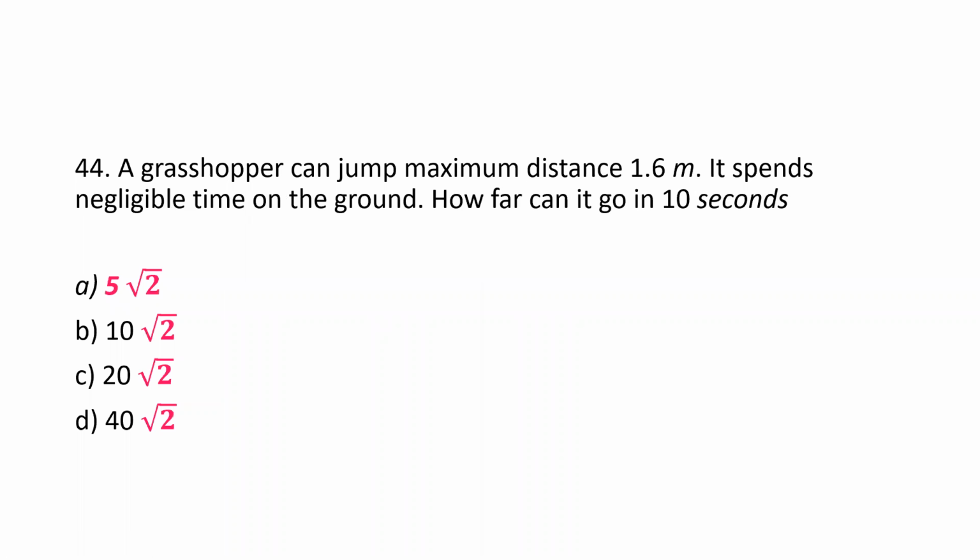A grasshopper can jump maximum distance of 1.6 meter. So maximum distance is, again, a horizontal range. It spends negligible time on the ground. So time is negligible. How far can it go in 10 seconds? That we need to calculate. Means we need to calculate the distance here.